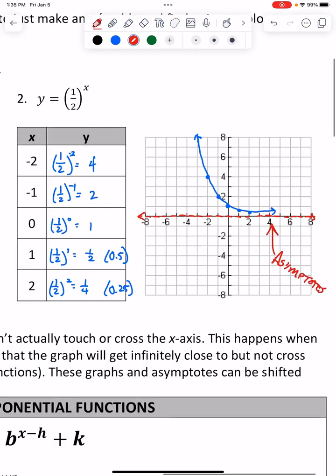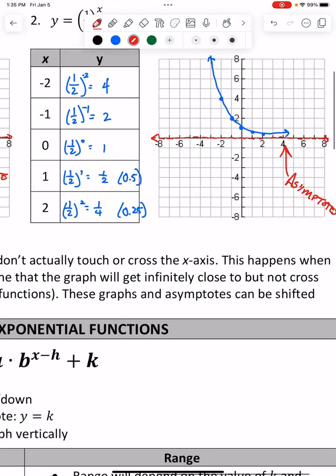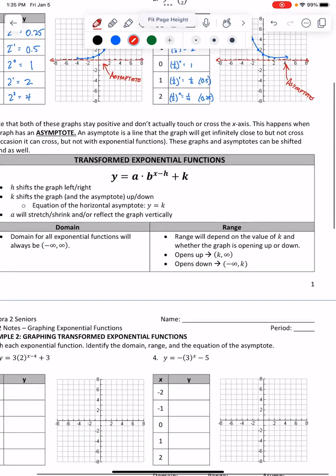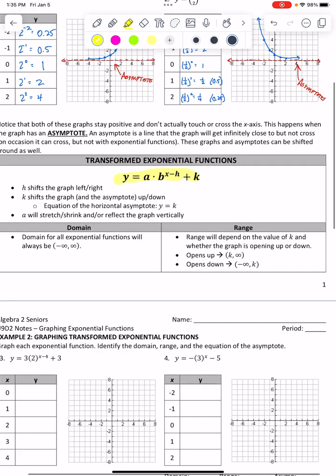okay? So as we look at these transformed functions, we're going to see stuff like this right here. y equals a times b to the x minus h plus k. So just like we've seen in all these other types of functions before, this value of h is going to shift things left or right. And then k is going to shift things up or down. And then that a value is going to stretch, shrink, or reflect our graph. If it's a negative, it'll reflect it, okay?